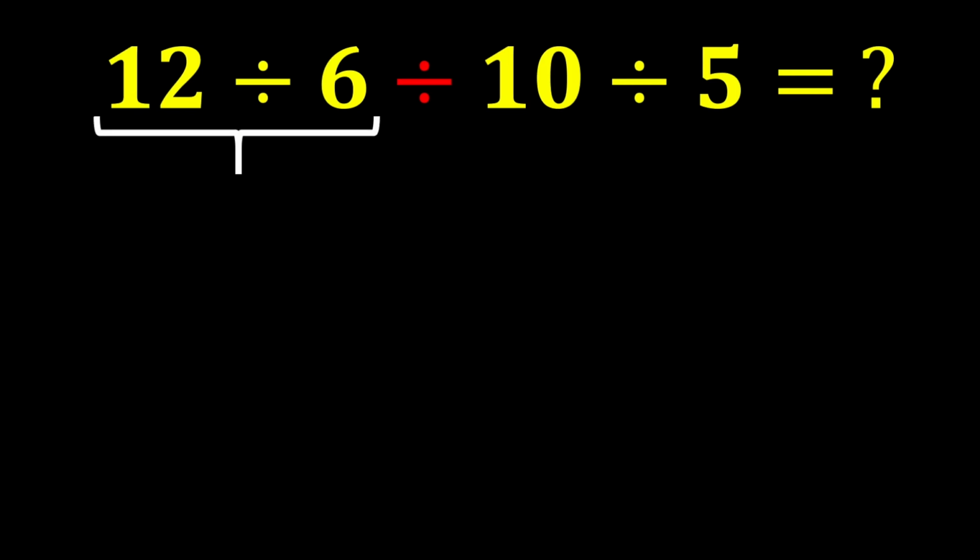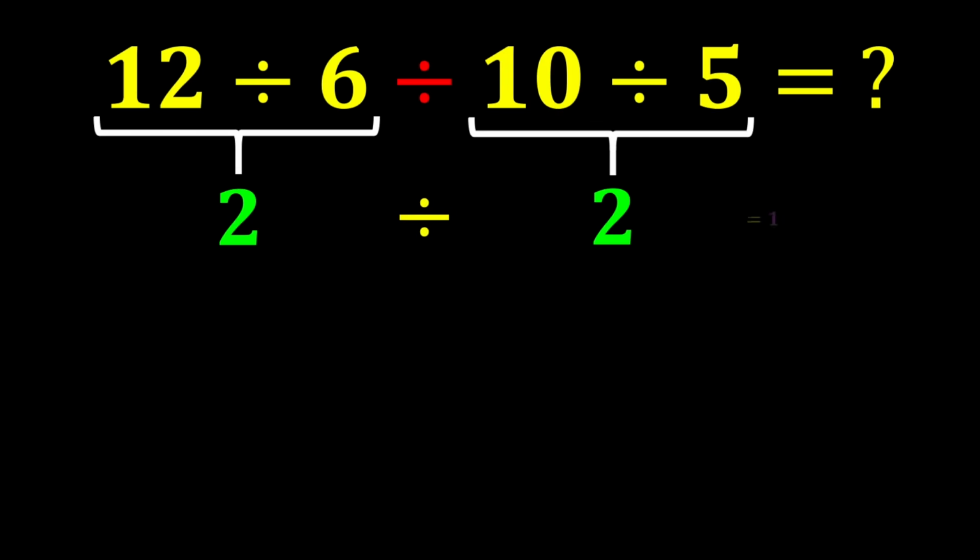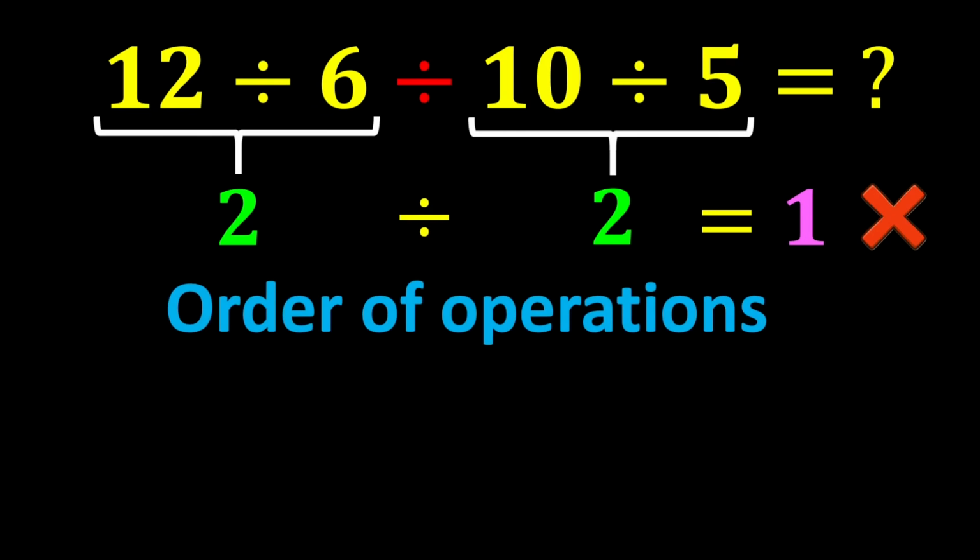12 divided by 6 gives us 2, and 10 divided by 5 again gives us 2, in the end, 2 divided by 2 gives us 1. But this answer is not correct because we did not follow one of the most important rules in mathematics called the order of operations. The order of operations tells us that when we face a mathematical expression, we cannot start solving it from anywhere we like.